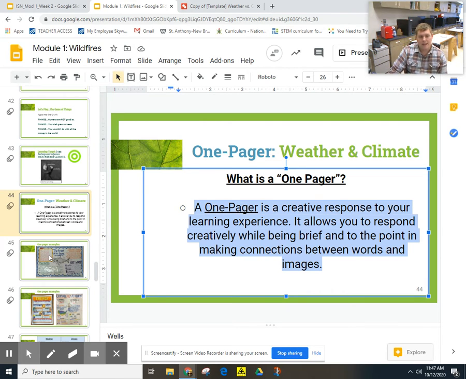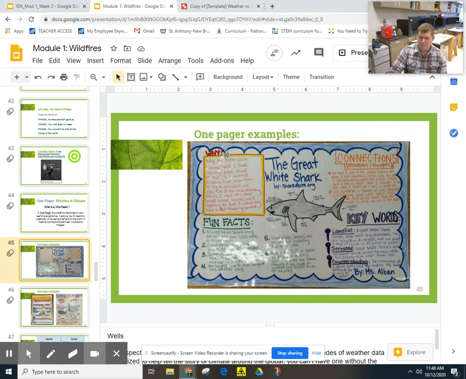To give you an example of a one-pager, people do them a lot differently. This is one somebody did on the great white shark. They listed connections they have to the great white shark. There's an anatomical drawing here with all the parts of a great white shark. Some keywords. We're going to ask you to put some keywords, and you may want to explain these keywords in your one-pager. Some fun facts is what they put in there.